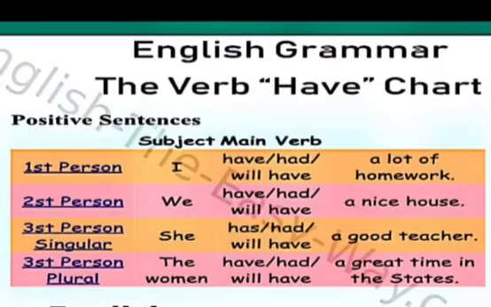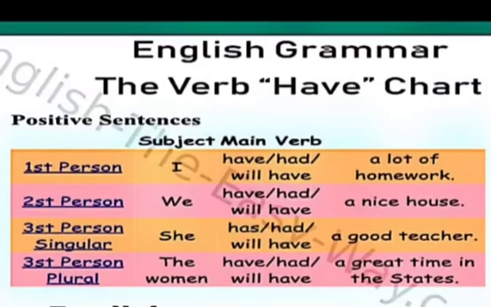The first one: I have a lot of homework. So why are we using have here? Because I is first person singular. Then, we have a nice house. Why are we using have here? Because the first person plural is we. That's why we are using it here. We have a nice house.